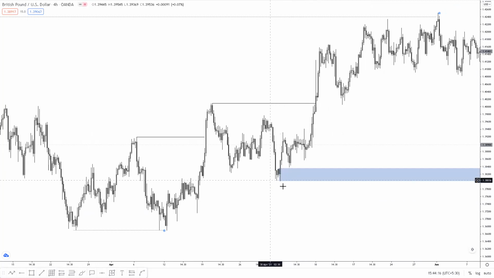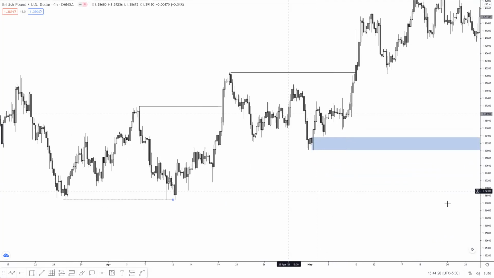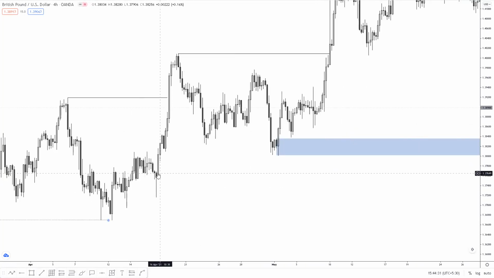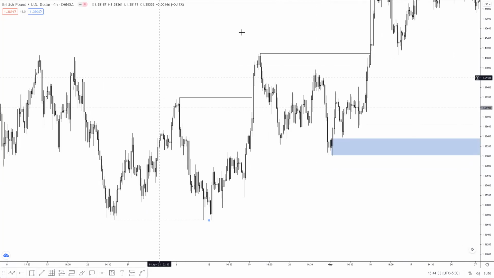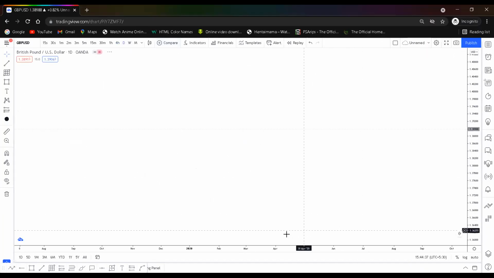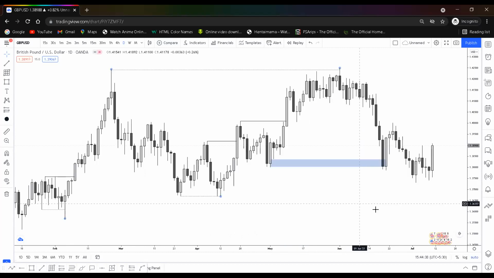So once we see the inducement or the trap, what we do is we determine the POI below it, because we know this will get manipulated for sure. That's what we know. So now we have this clear order block right here, you see, and then this was the daily order block. Let me show you, this was the daily order block right here.